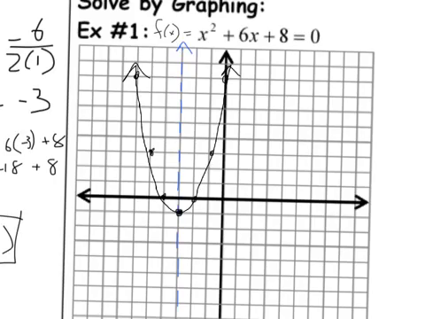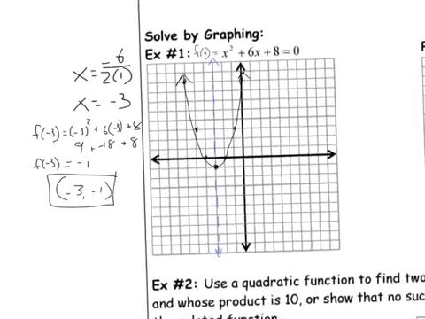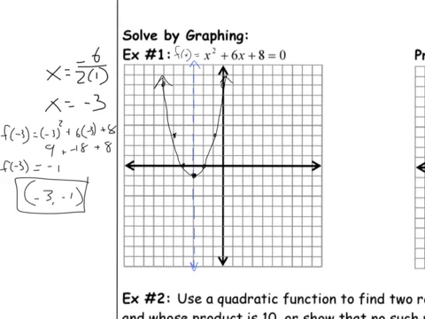Now, all of that wasn't even what we're really trying to do. What we're really trying to do is find out when this thing equals 0. Well, it equals 0 when it crosses the x-axis. So it equals 0 here and here. So we can say that x equals, looks like, negative 4 and negative 2. And that's actually my answer. Those are my two solutions for x, and I found them by graphing.